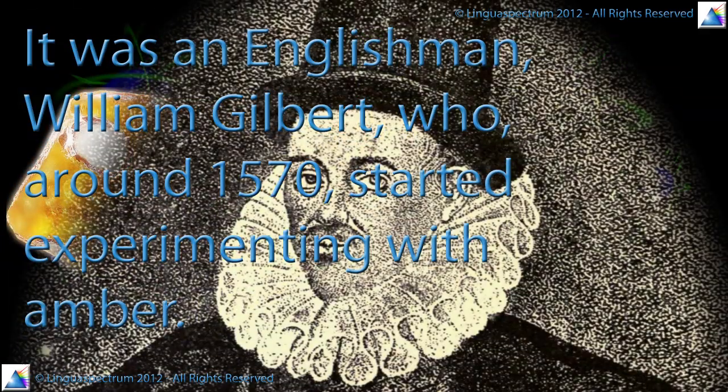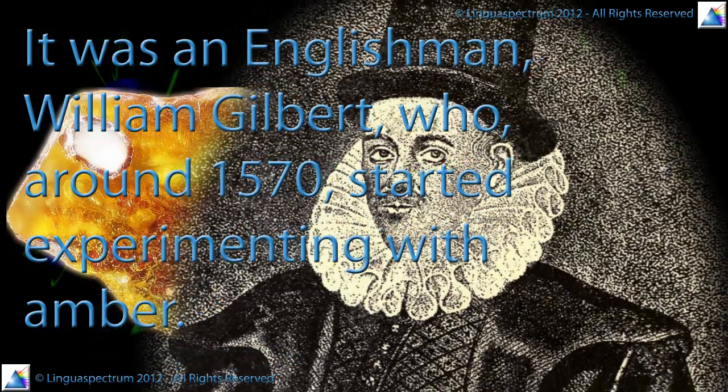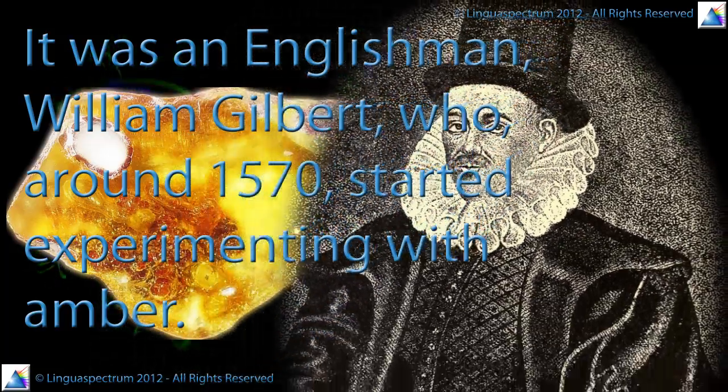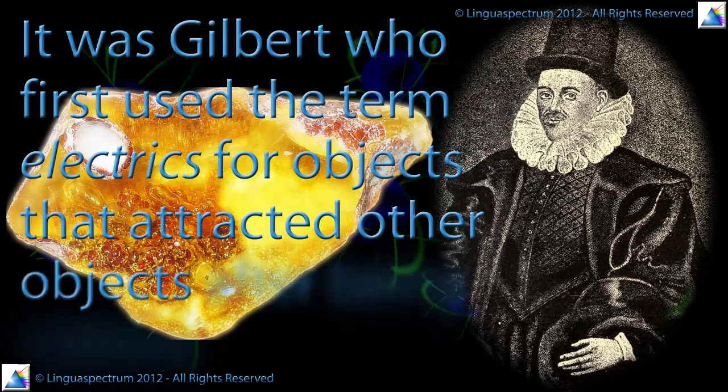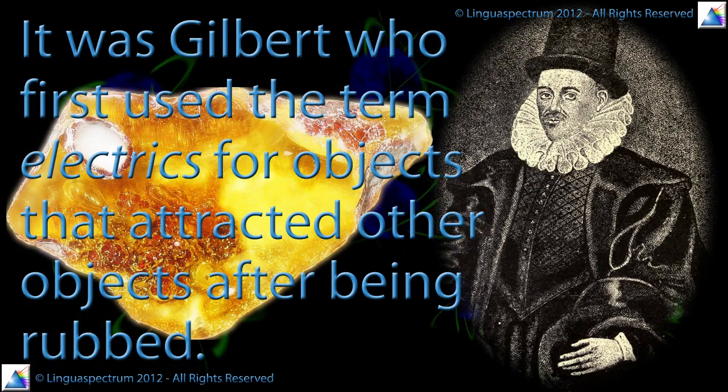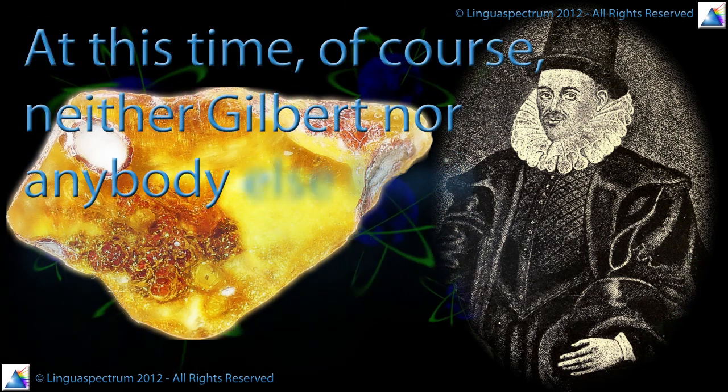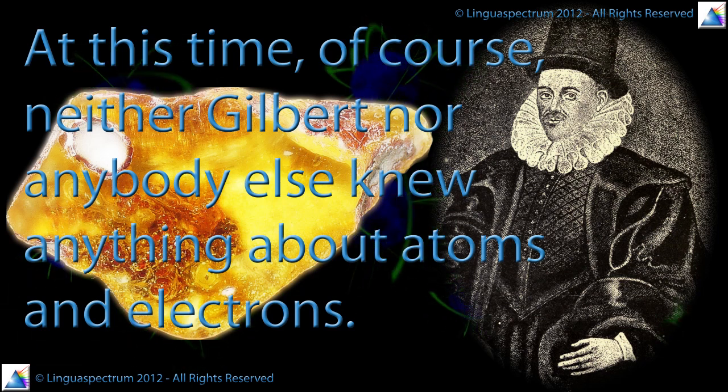It was an Englishman, William Gilbert, who, around 1570, started experimenting with amber. It was Gilbert who first used the term electrics for objects that attracted other objects after being rubbed. At this time, of course, neither Gilbert nor anybody else knew anything about atoms and electrons.